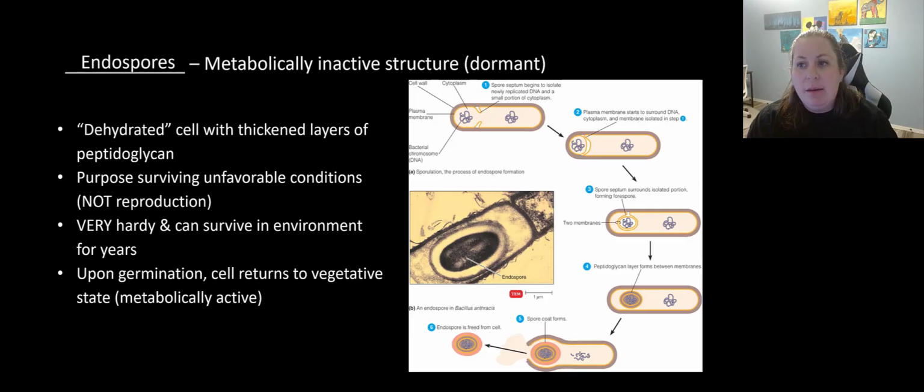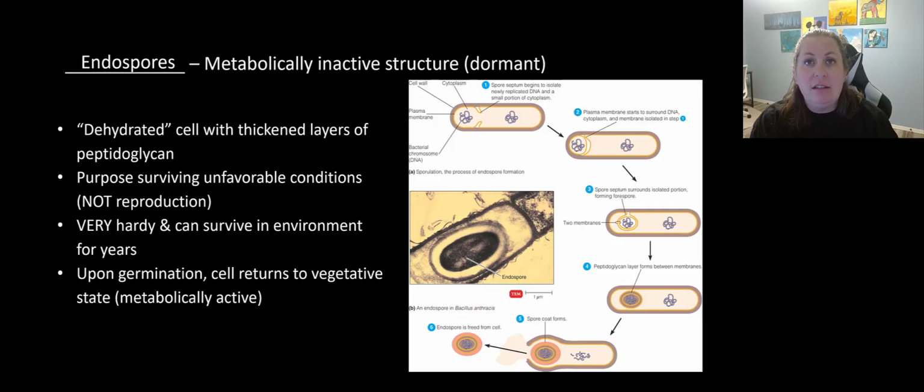Another thing we want to look at is something called the endospores. Endospores are metabolically inactive structures that allow cells to become dormant. This is where conditions are not good, and so they can encapsulate themselves in these endospores, and they can remain dormant for a long time. These are what we would call dehydrated cells. They have thickened layers of peptidoglycan, and the purpose is for them to survive, not to reproduce, just to survive. This can be where they survive for years and years and years. They're very hardy. They can survive in the environment, but they're not going to actually grow and divide.